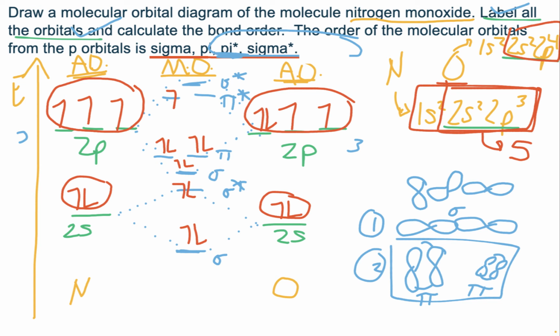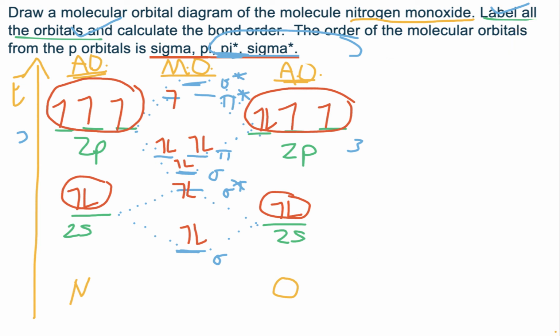The last thing that we want to do is calculate the bond order. To calculate the bond order, we will use the equation that says the number of electrons in bonding orbitals minus the number of electrons in antibonding orbitals, divided by 2. It takes 2 electrons to make a bond, so that's why we divide by 2.